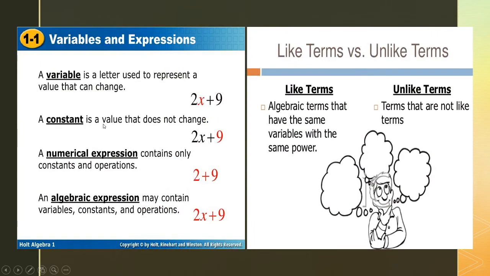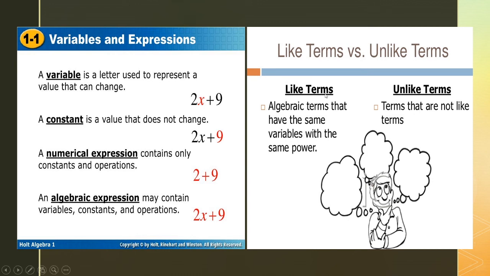Let us recap the concepts again. A variable is a letter used to represent a value that can change. Here x is a variable. A constant is a value that does not change. Here 9 is a constant. A numerical expression contains only constants and operations, whereas an algebraic expression may contain variables, constants and operations. Terms, like terms and unlike terms.